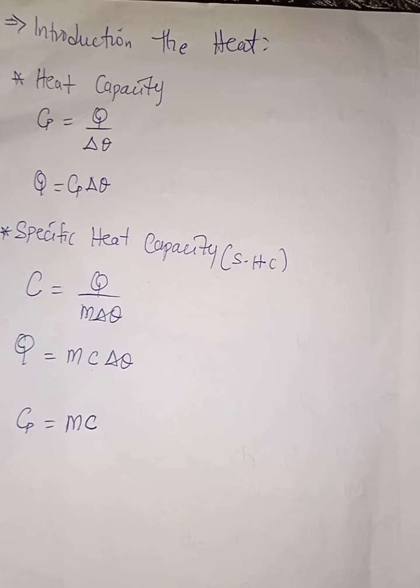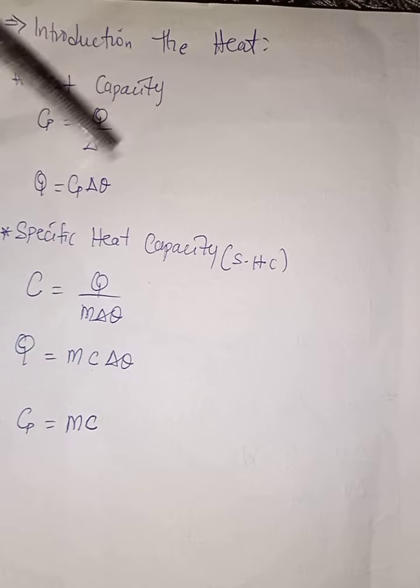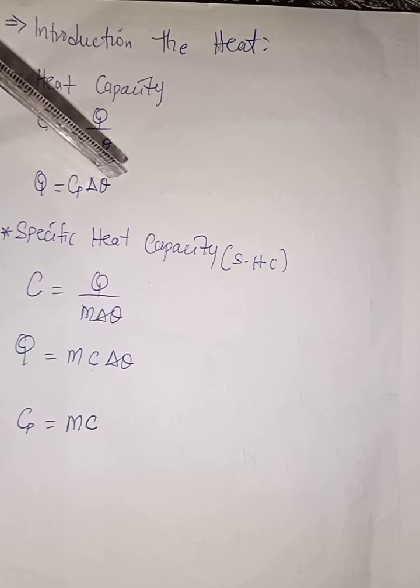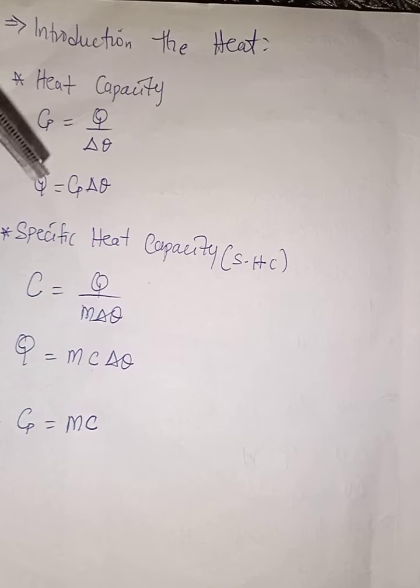The amount of heat required to raise the temperature of a body is called heat capacity. It's defined as Cp = Q/dθ, or Q = Cp dθ. The θ is the change in temperature, which is final temperature minus initial temperature. Q is the heat, and Cp is the heat capacity.